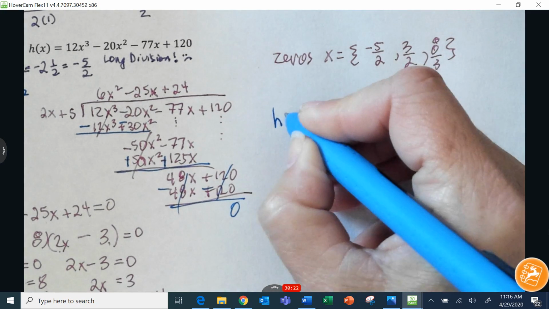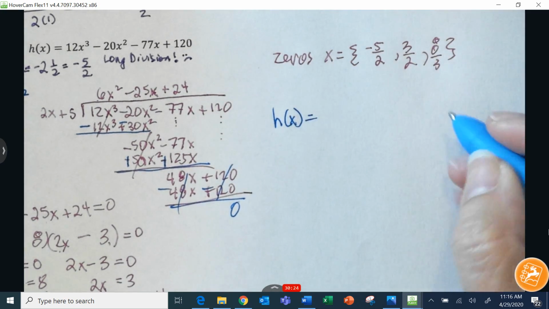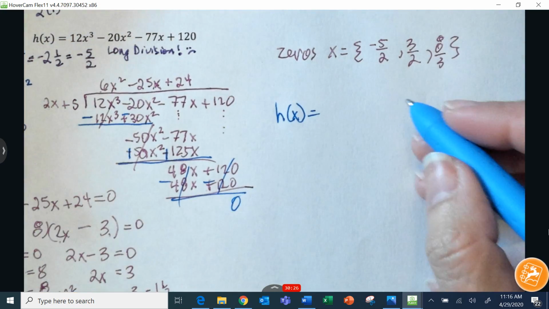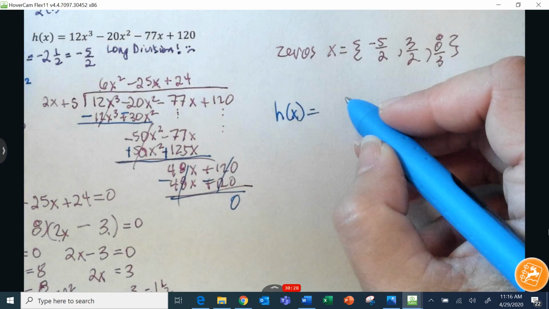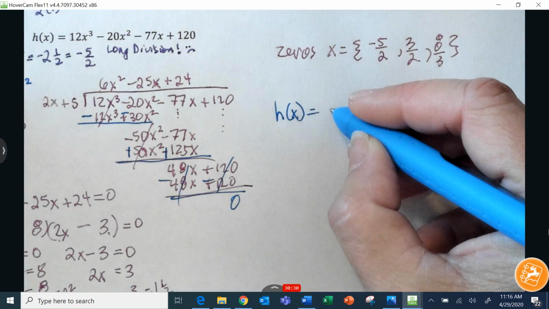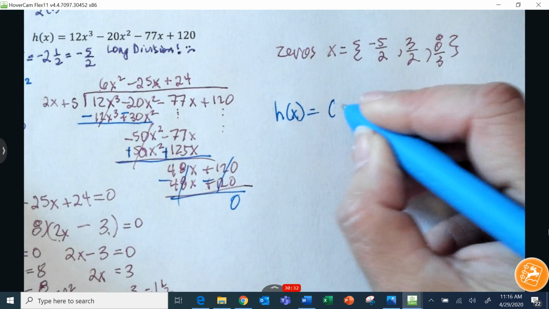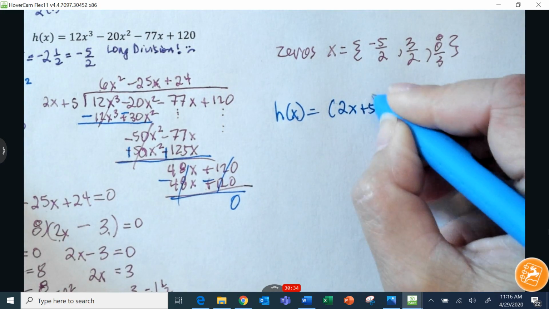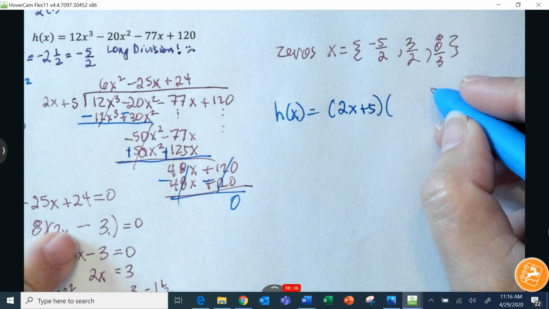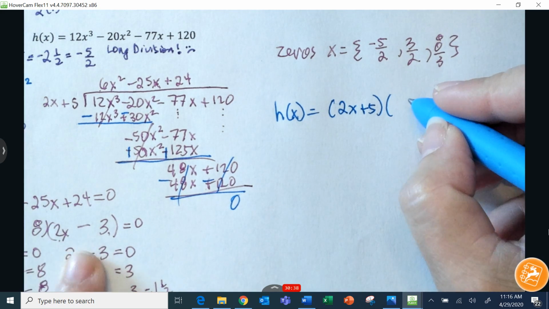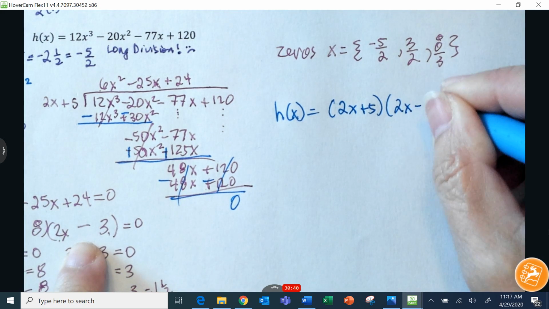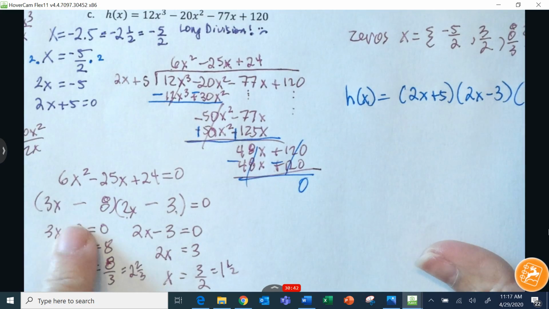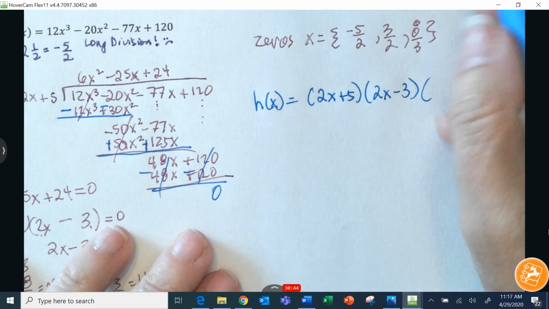And this is h of x. This is telling me to write, where's my first one? 2x plus 5. And then right here we've got 2x minus 3. And then our other factor, 3x minus 8.